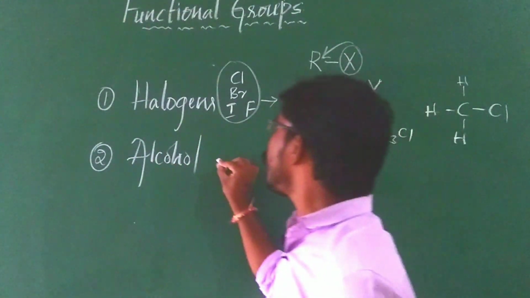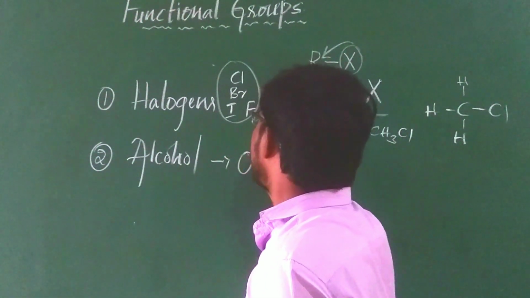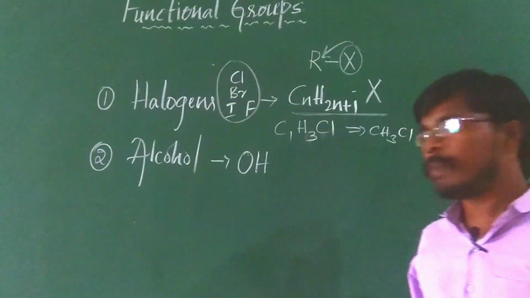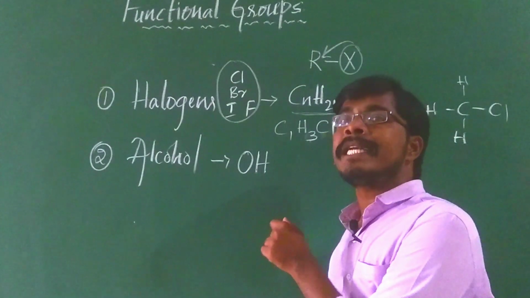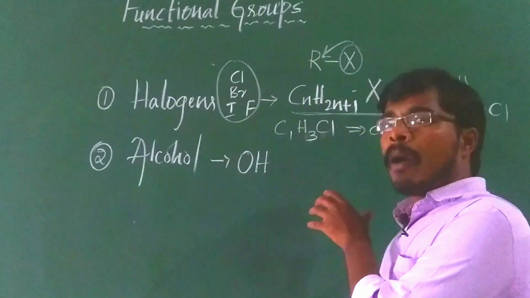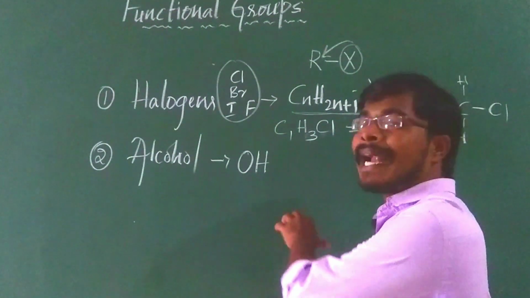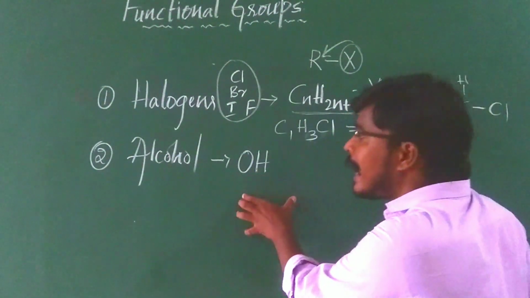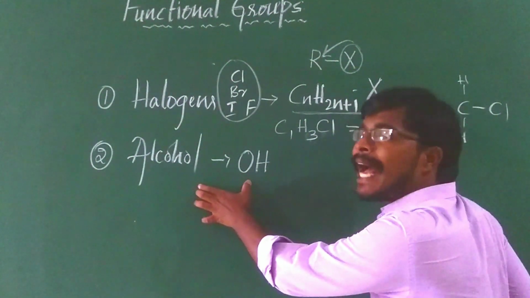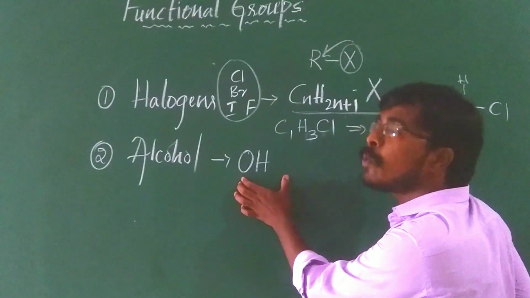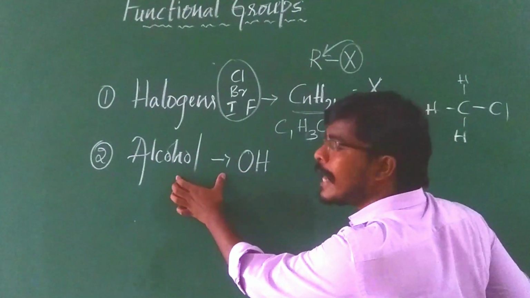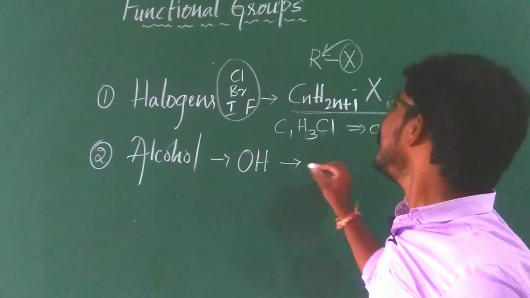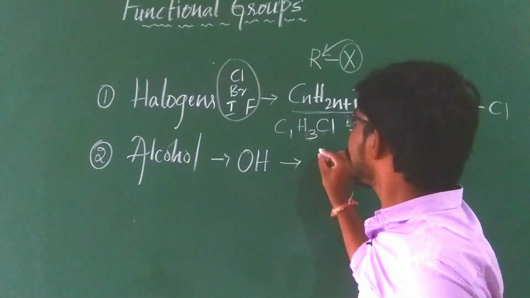If any OH group, the hydroxyl group, is present in the main carbon compound, if the OH group is attached to the hydrocarbon organic compounds, then that type of compounds are called alcohols, and the OH group is the functional group which is called alcohol.